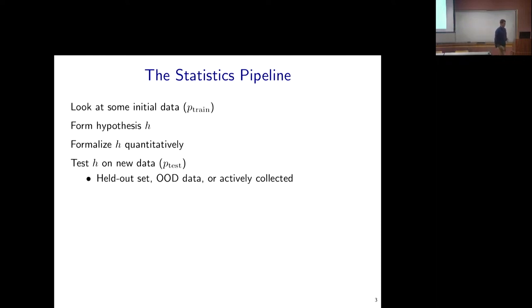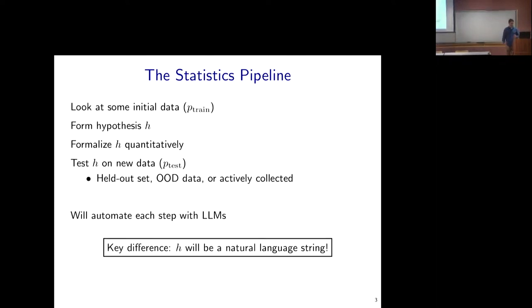So this is the statistics pipeline, and I'm going to give you a few case studies where we have a problem, we reduce it to this kind of form, we automate each step with either LLMs or VLMs, and then we use this to better understand models and find problems with them and sometimes even fix them. The key difference here is that we're using LLMs.